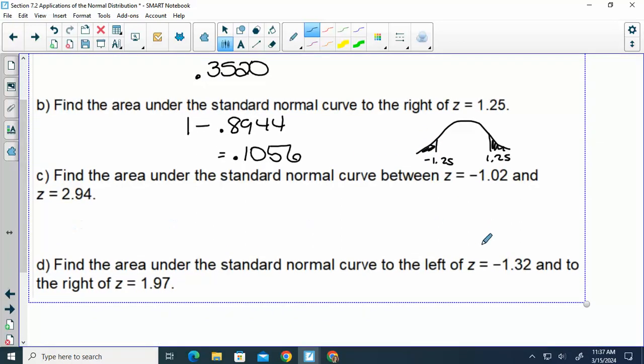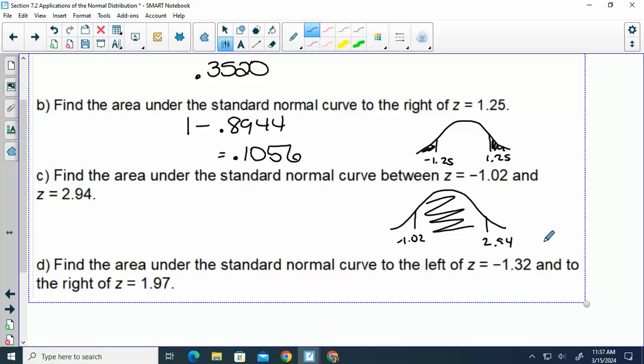Alright, find the area under the curve between z equals negative 1.02 and positive 2.94. Alright, let's think about what this means. Negative 1.02 would be over here. 2.94 would be up here. And I want what's between them. We subtract.